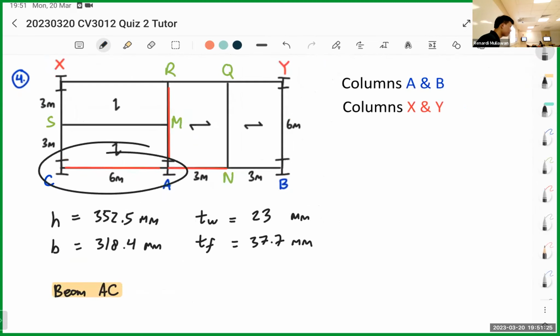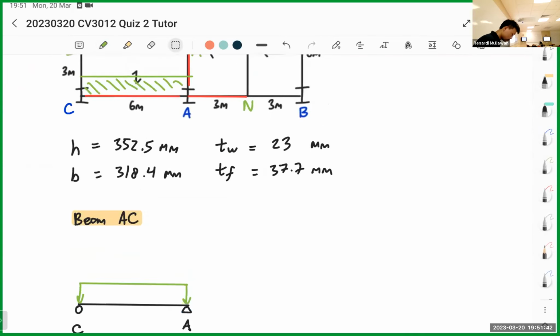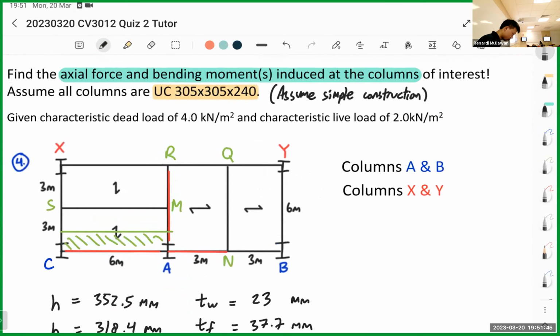So first things first, are there any point loads? There are none. Are there any UDL? It's the whole thing. Yes, correct. It's the whole thing. Thanks, Raymond. So we have a UDL. So how much is the UDL? Okay, the loading is this. So M is 1.35 times 4 plus 1.5 times 2. I think it's 8.8. Please check.